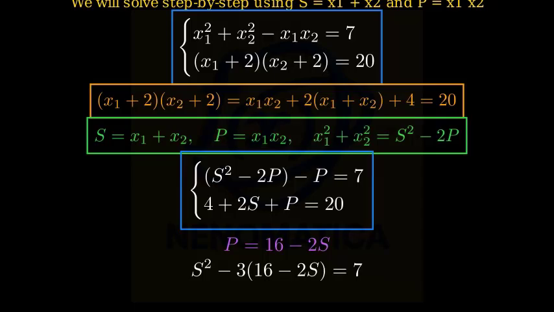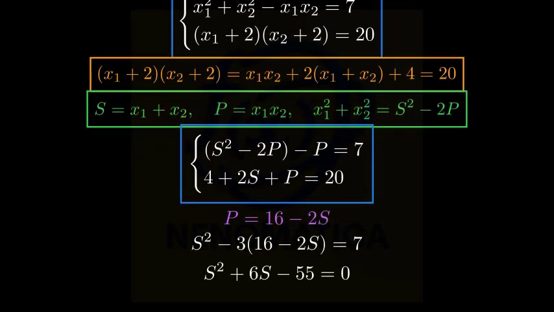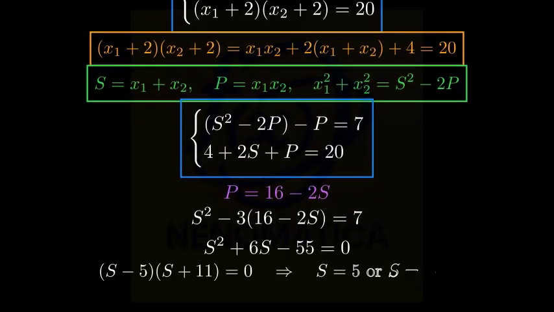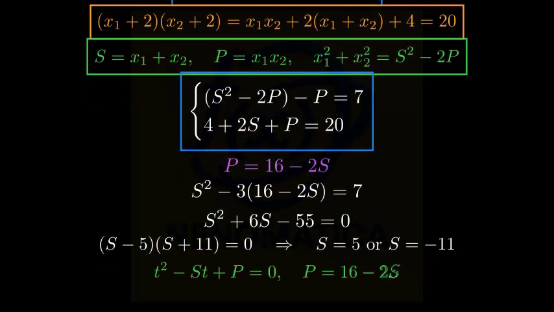Step 5. Simplify and factor. Expanding gives s squared plus 6s minus 55 equals 0. This factors as s minus 5 times s plus 11 equals 0. So s can be 5 or negative 11. Step 6. The quadratic with roots x1 and x2 is t squared minus st plus p equals 0. Because p equals 16 minus 2s.